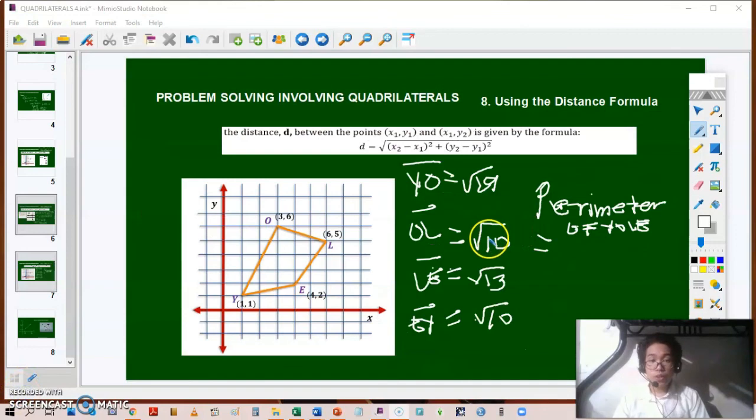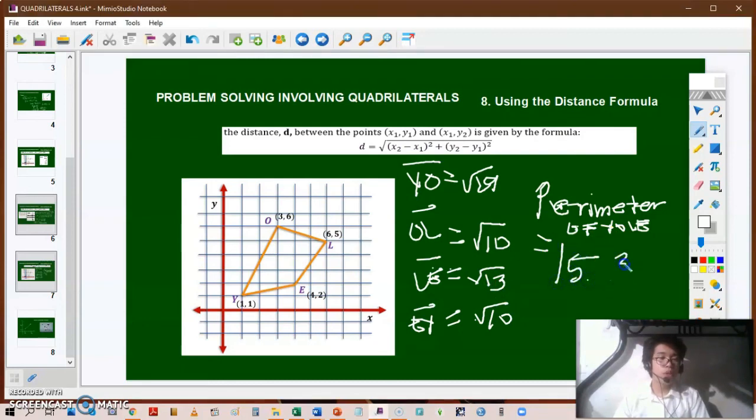Okay guys, if we continue solving for the distance of line segment OL, line segment LE, and line segment EY, you're going to get square root of 10, square root of 13, and square root of 10 respectively, still using the distance formula. And if we add all of these values, square root of 29 plus square root of 10 plus square root of 13 plus square root of 10, you get the perimeter of quadrilateral YOL, and that's going to be 15.32 units. So that's simple.